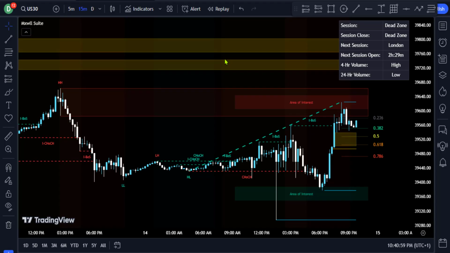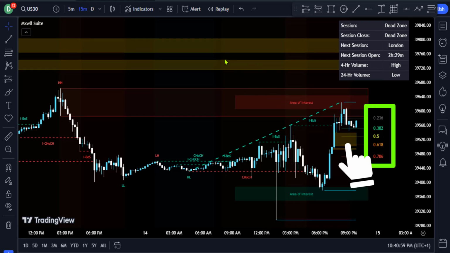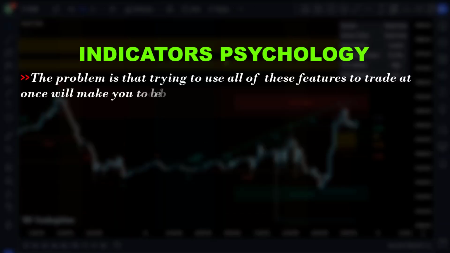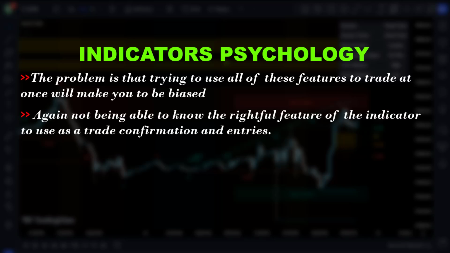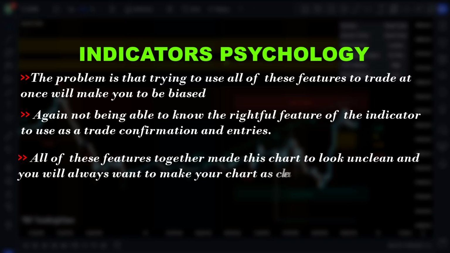Here on the chart, you can see that apart from the break of structure and the change of character, you have all these order blocks, the area of interest, the auto Fibonacci levels, and even the fair value gap that were drawn in on the chart by the indicator and this table that helps to show you the present trading session. Now, the problem is that trying to use all of these features to trade at once will make you biased and not know the rightful feature of the indicator to use as a trade confirmation and entries. And again, all of these features together made this chart look unclean.